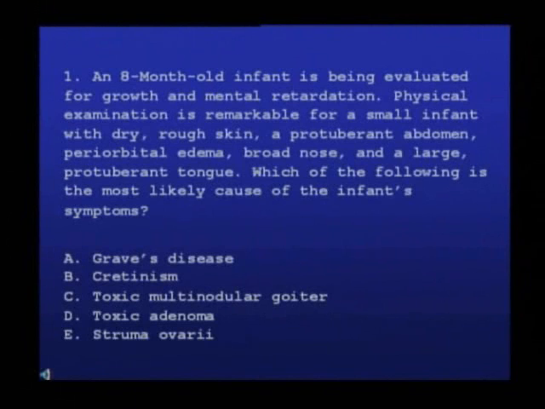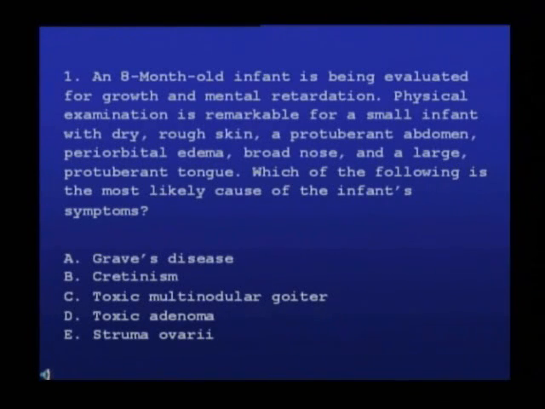Question number 1. An 8-month-old infant is being evaluated for growth and mental retardation. Physical examination is remarkable for a small infant with dry, rough skin, a protuberant abdomen, periorbital edema, broad nose, and a large protuberant tongue. Which of the following is the most likely cause of the infant's symptoms? Answers include Graves' disease, cretinism, toxic multinodular goiter, toxic adenoma, and struma ovarii.